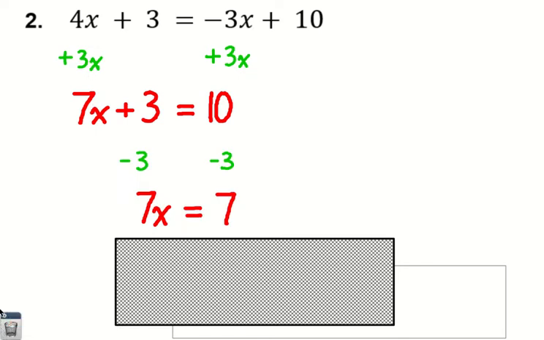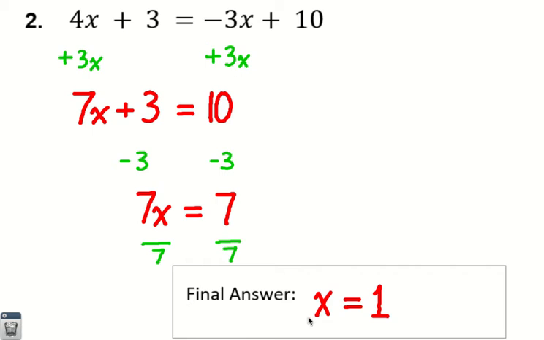And now we subtract 3 because now we start to get the x all alone. We start to get rid of anything that would be crowding the side that x is on. So first we get rid of this plus 3 by doing this. And now we're going to get rid of the 7 by dividing both sides by 7. And once x is by itself, you're done.